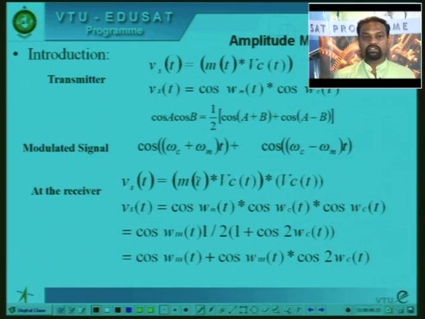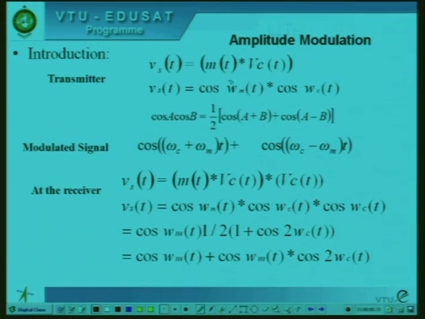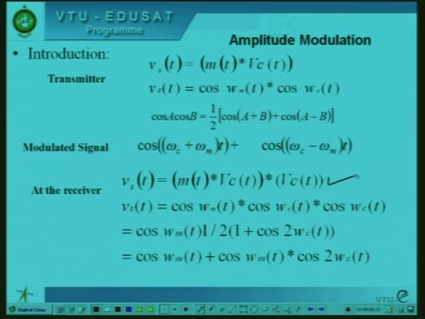Let me summarize. M of t is multiplied by a carrier Vc of t and transmitted, and to get back m of t at the receiver, we again multiply it with Vc of t. After the multiplication process we get back cos of omega mt. So we are able to transmit as well as receive data by just performing modulation, and that is the carrier required, Vc of t.